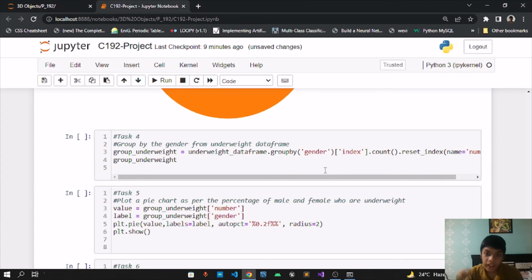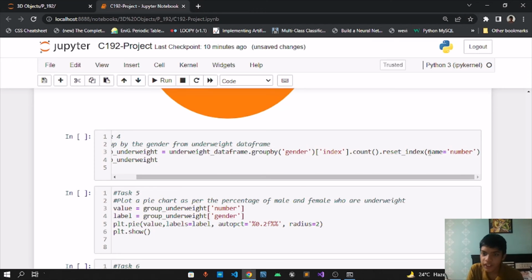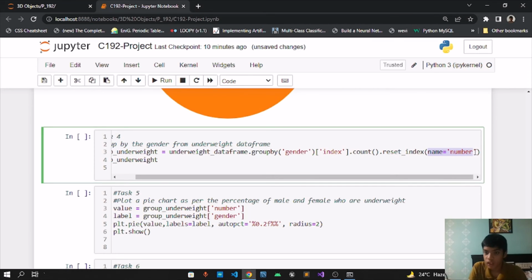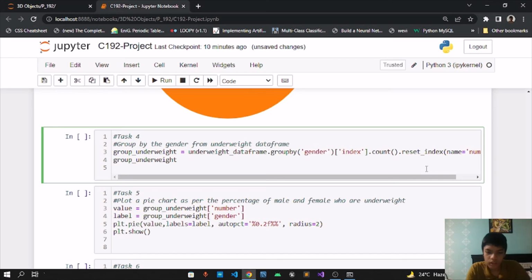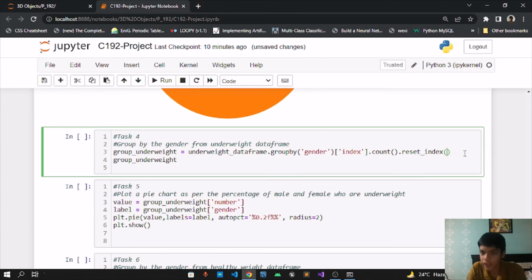We are going to group by the gender, and what is the data we want to get? Gender is male and female. So what's the next data? It's index dot count. So we'll get the number of people who are males and the number of people who are females, and then reset index, and we are setting this name to number. If I don't give this, we'll see what happens. Then we are going to give this argument again.